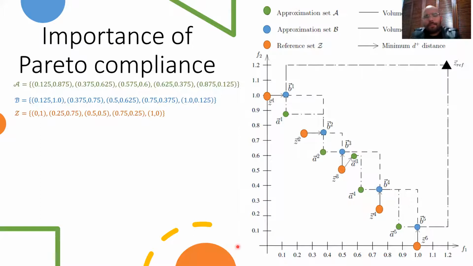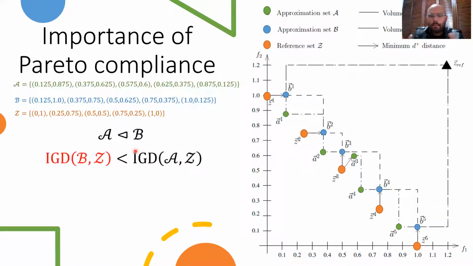So what's the importance of Pareto compliance? We have here in the picture a reference set, an approximation set A, and an approximation set B. And we know, if we look at the coordinates, that A strictly dominates B. So if we use IGD, which is not Pareto compliant, we will know that B is better than A according to IGD. So it's kind of a misleading conclusion.